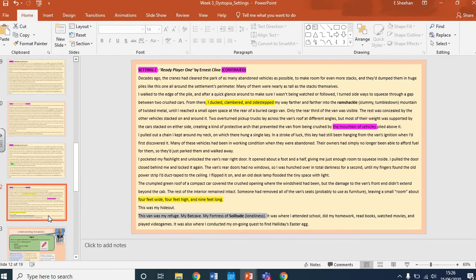So we were then looking for lists of 3. This one here in the yellow: I ducked, clambered and sidestepped. There's one. The other one is here: 4 feet wide, 4 feet high and 9 feet long.